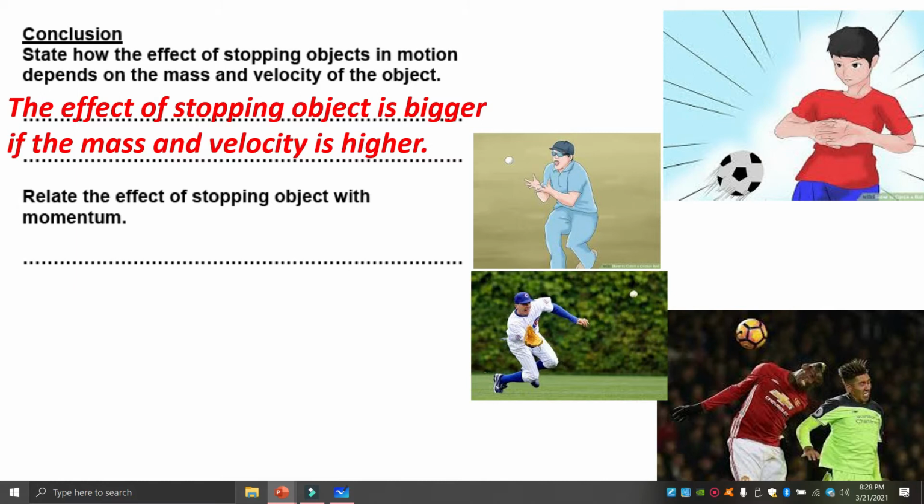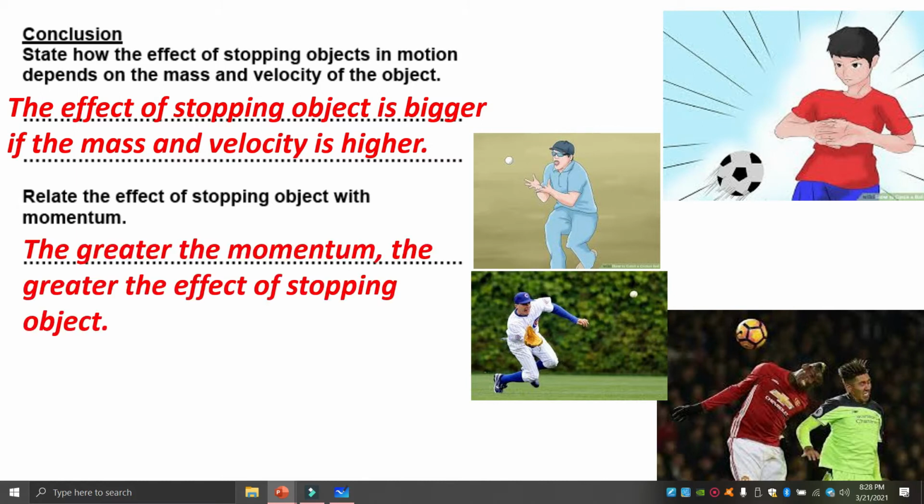And then you have to relate the effect of stopping an object with momentum. So the greater the momentum, the greater the effect of stopping the object. It means if the momentum is higher, it's very hard for the object to stop moving, because it depends on the mass and also the velocity. For an object with a high mass, it is hard to stop moving. And also if the object has a high velocity, it is also hard to stop moving. So these are the two factors affecting the momentum: the mass and also the velocity.